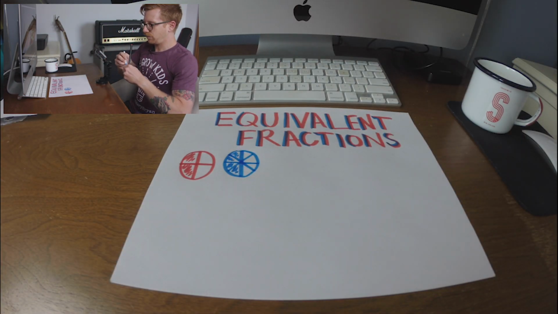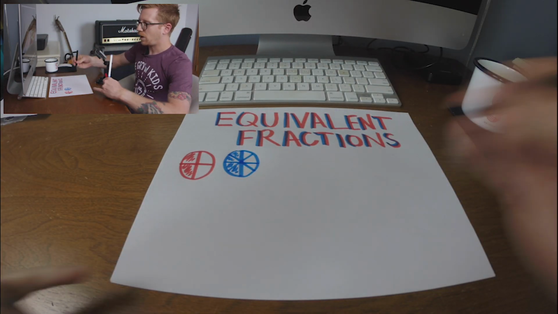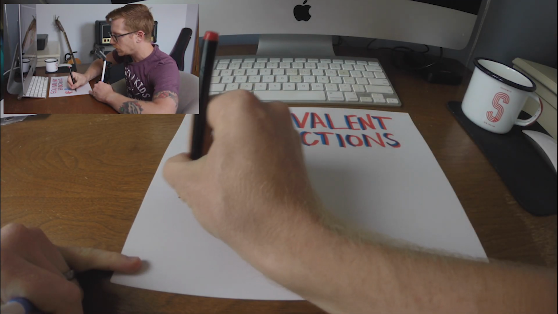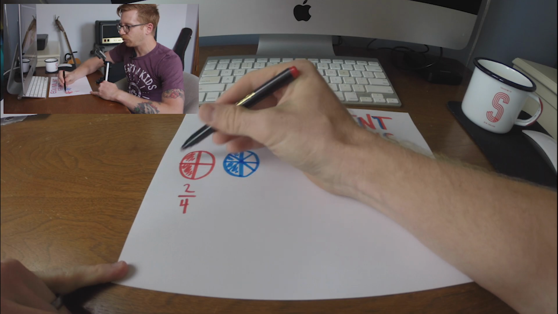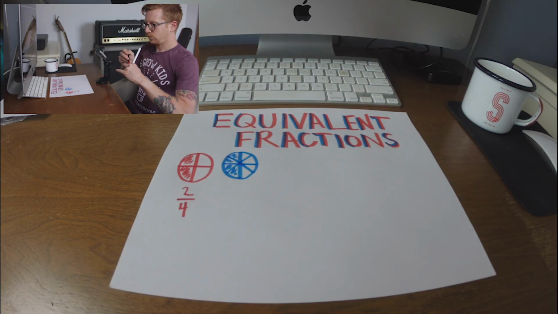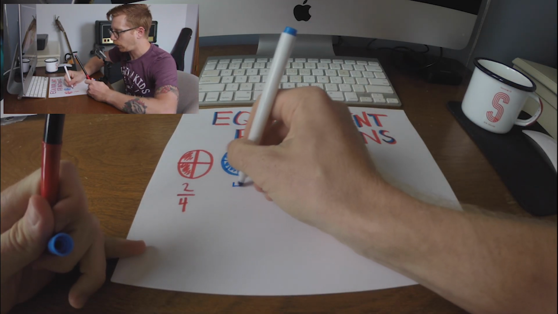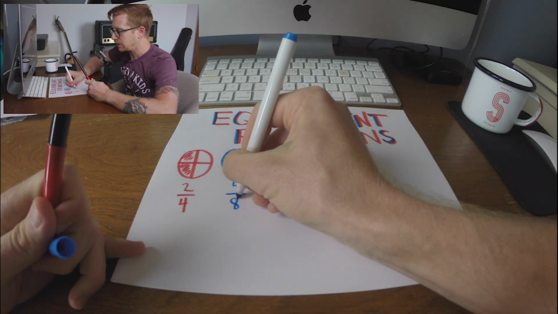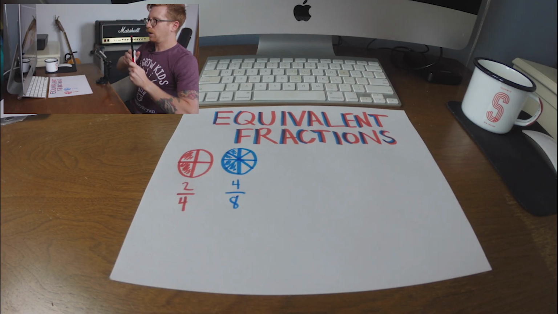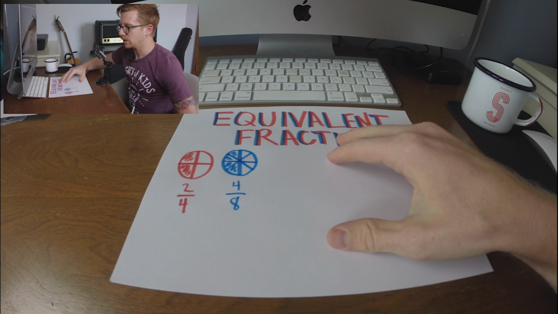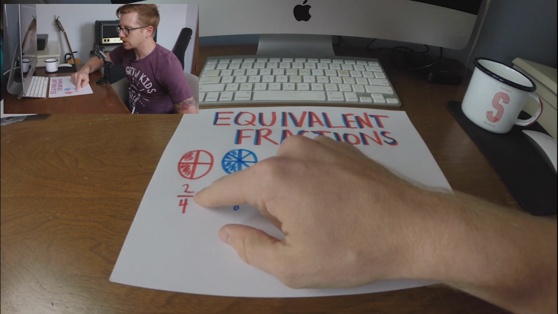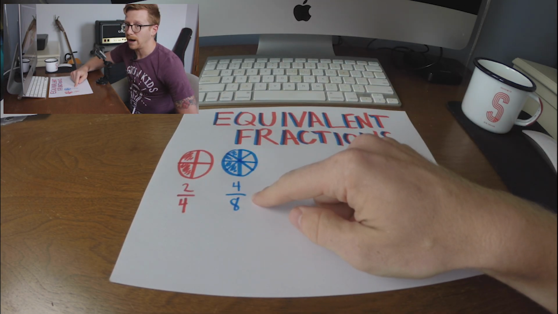As you can see, my fraction is 2/4. I ate 2 of my 4 pieces. Mr. Gray, on the other hand, ate 4 of his 8 pieces. But by looking at these fractions, you can tell we ate the same amount of pizza. So we would say that 2/4 is equivalent to 4/8.